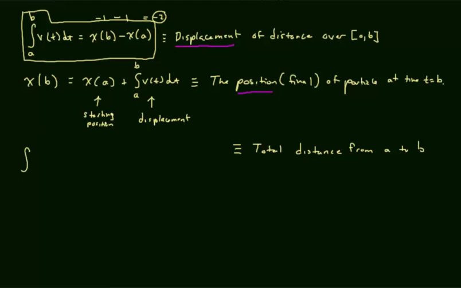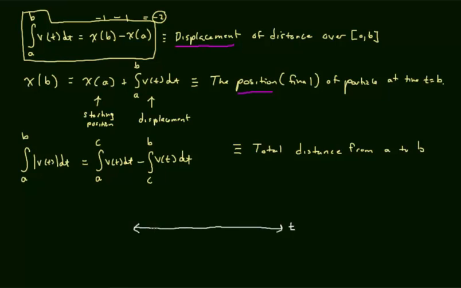So if you're thinking that this should be the integral from A to B of the absolute value of v of t dt, then you are correct. That's going to give us the total distance. But what I want to do is break this down. I want to say this is going to be the integral from A to C of v of t dt minus the integral from C to B of v of t dt.